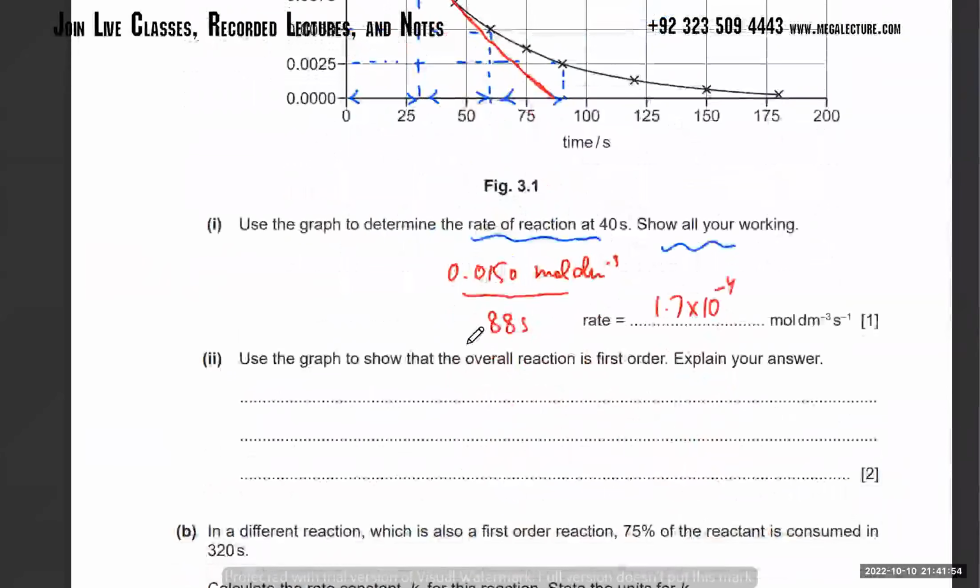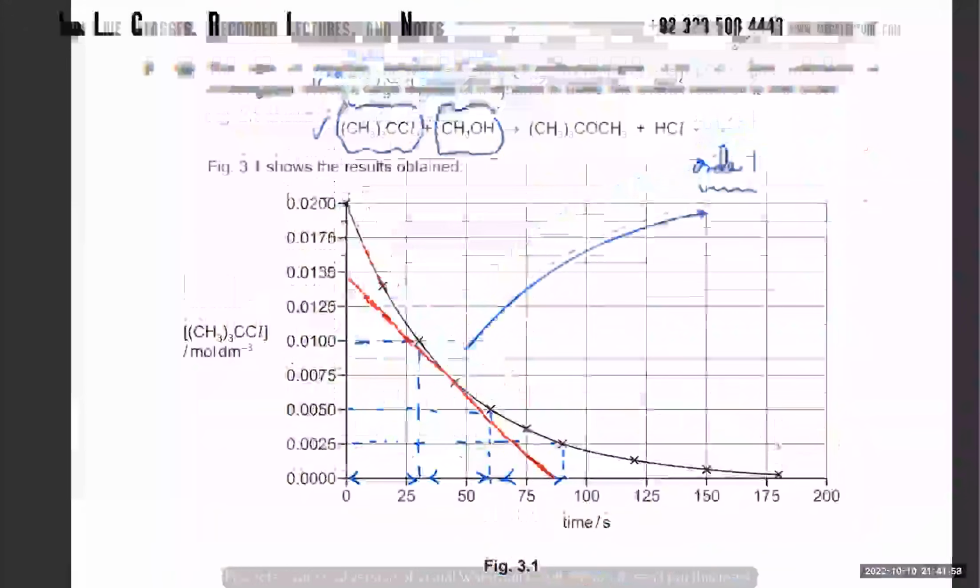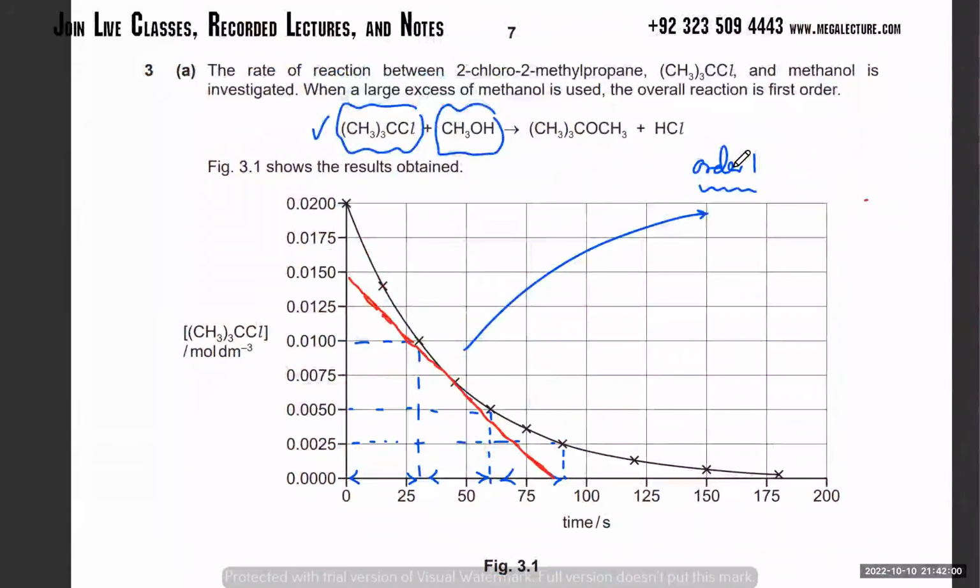The next thing is to use the graph to show that the overall reaction is first order. We already did that. It's order 1. Is that clear? What happened in order 2? In order 2, the reaction would slow down too much, right? Every half-life is double the previous half-life. It takes a much longer time for the reaction to finish. Is this clear? Yes, sir.